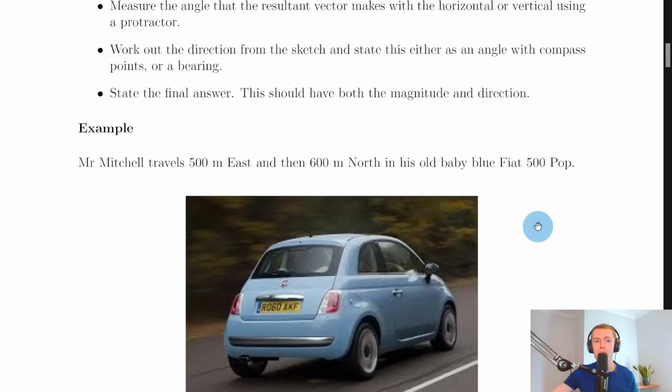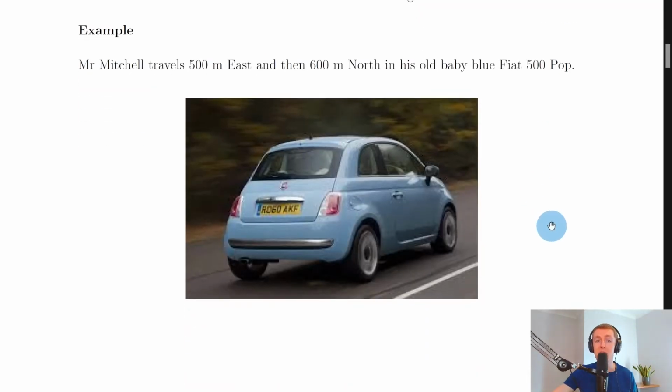So the example we have here is that Mr. Mitchell, that's me, travels 500 meters east and then 600 meters north in his old baby blue Fiat 500 Pop. And it says old here because this was actually the very first car that I owned, and I'm not ashamed to say that I used to tear it up the motorway in this baby blue Fiat 500 Pop.